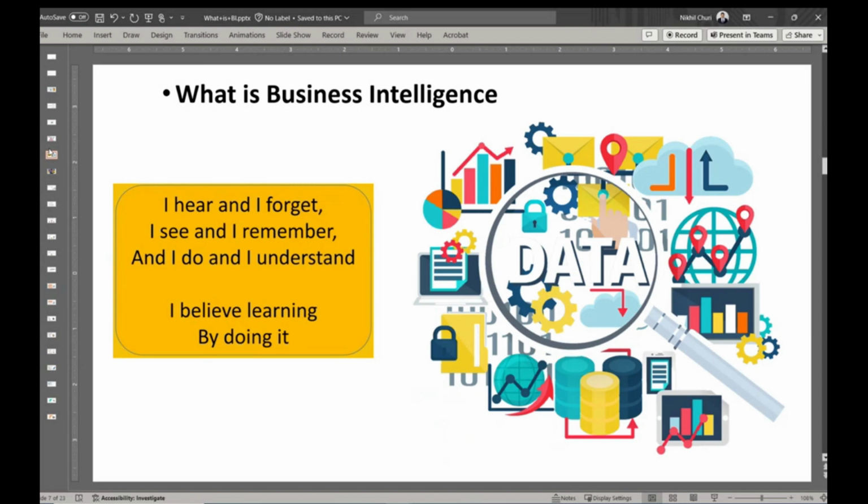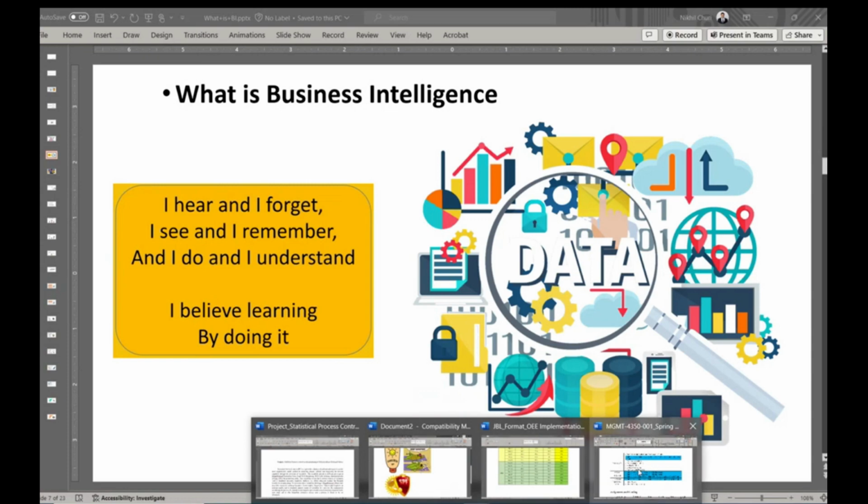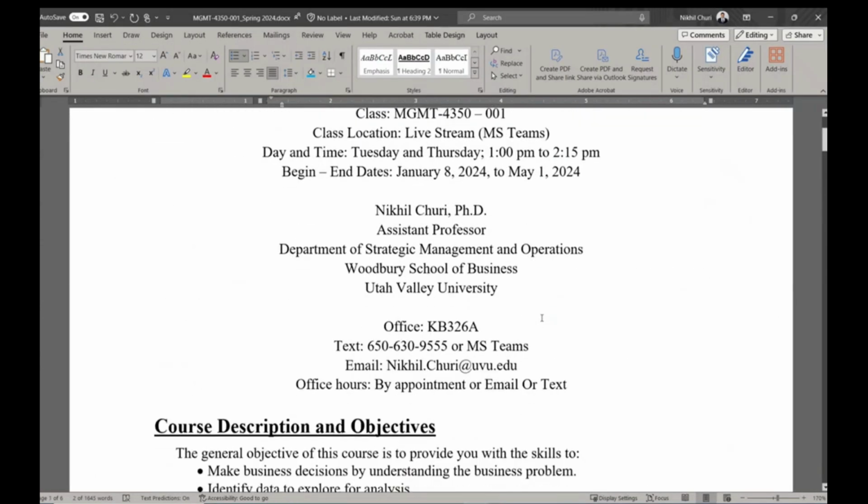Something more about this class: it is a very, very hands-on class. Let me pull the syllabus over here. Like I said, I am Nikhil Churi, an assistant professor with our department, Strategic Management and Operations. This is my second year, or 13th month, at UVU, teaching several operations and data analytics classes as full-time faculty. Before that, I was an adjunct in the same department for 4.5 years. So this is my sixth year working with UVU, and I have loved working with all my students, and that's the reason I completely quit my industry jobs, and I'm here to help my students.